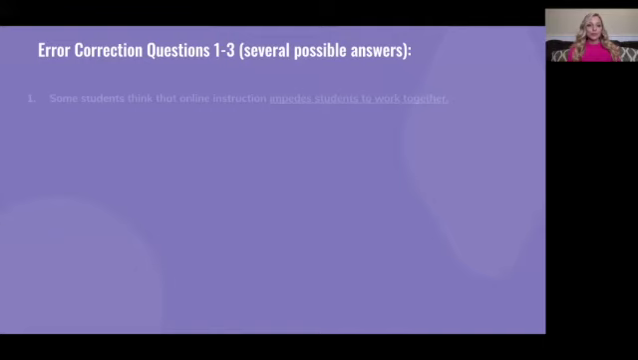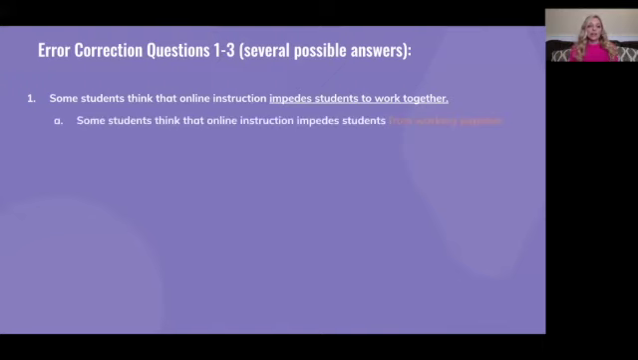these one by one. So the first one, some students think that online instruction impedes students to work together. Can we say impede someone to do something? No, we will have to say some students think that online instruction impedes students from working together.